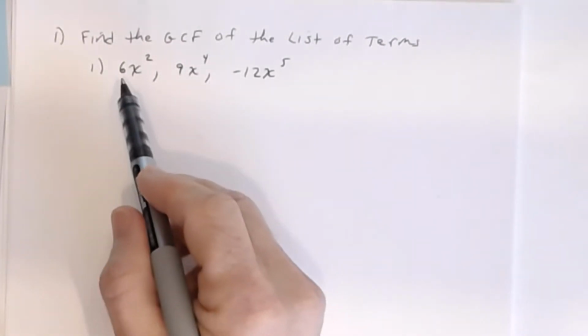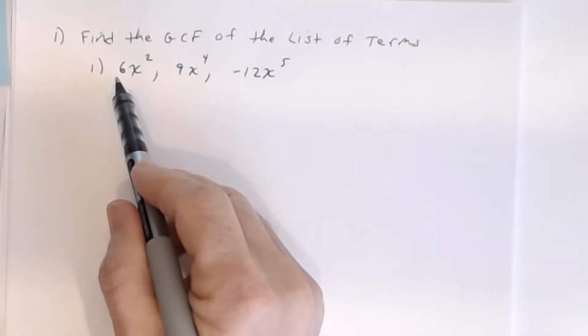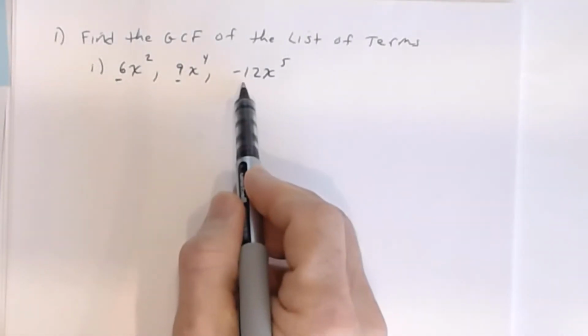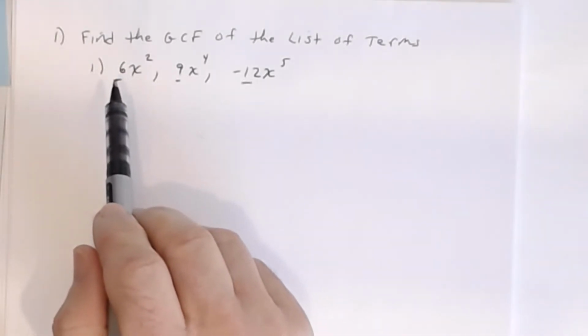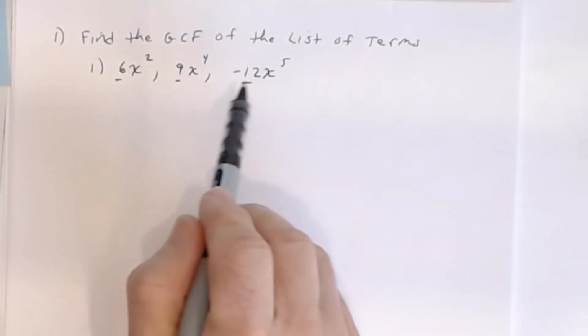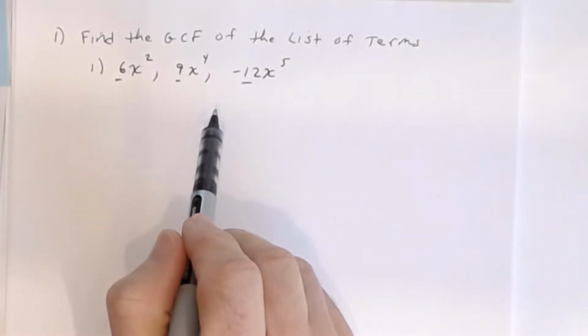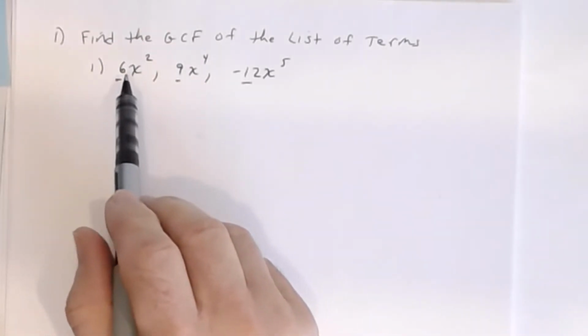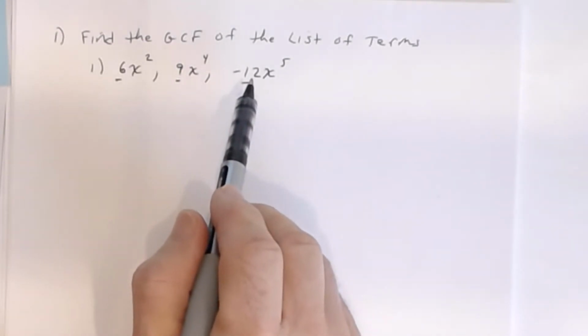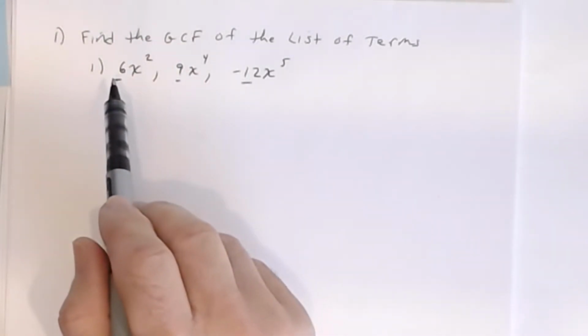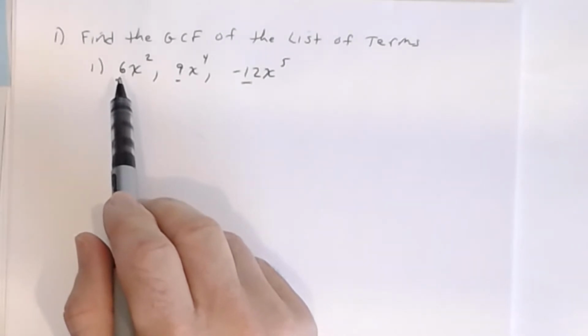So what you need to do first is look at the coefficients. You have a 6, a 9, and a negative 12. You're trying to find the largest number that 6, 9, and negative 12 have in common. Notice that 6, 9, and negative 12 are all divisible by 3. And in fact, 3 is the largest.